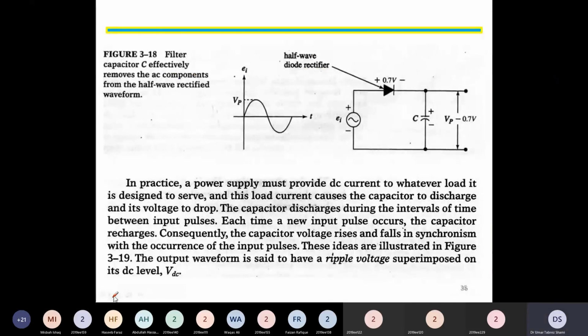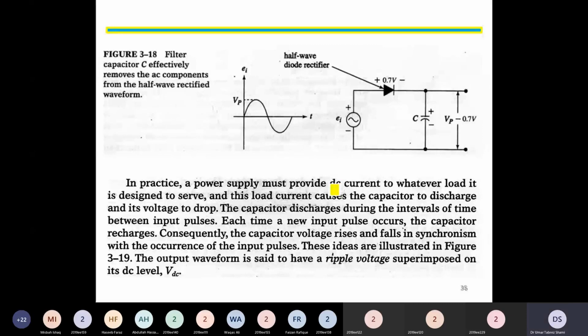And then in practice, a power supply must provide DC current to whatever load it is designed to serve. And this load current causes the capacitor to discharge and its voltage to drop. The capacitor discharges through the intervals of time between two input pulses.